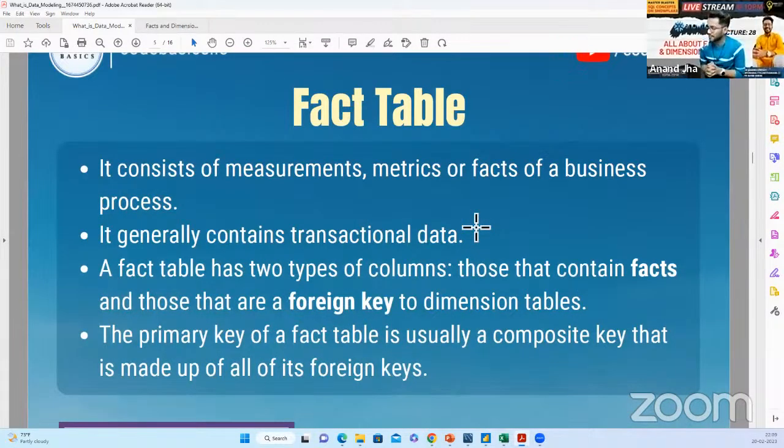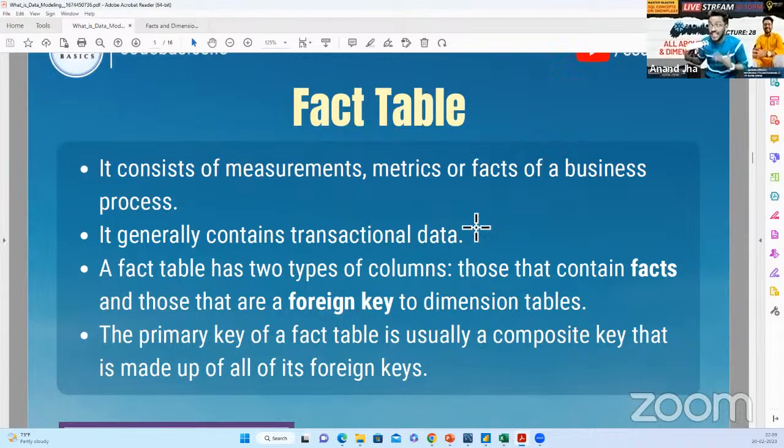So let's understand the fact table. What do you mean by facts? It consists of measurements, metrics, or facts of a business process. It can be any measurement. It generally contains transactional data.